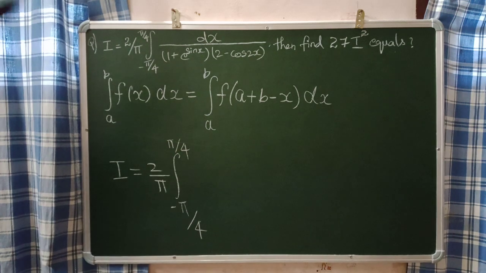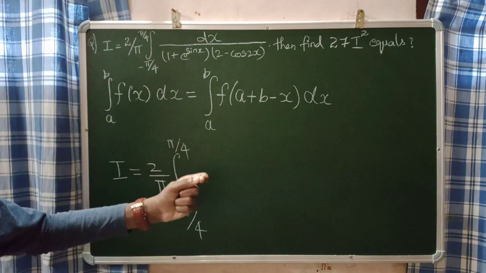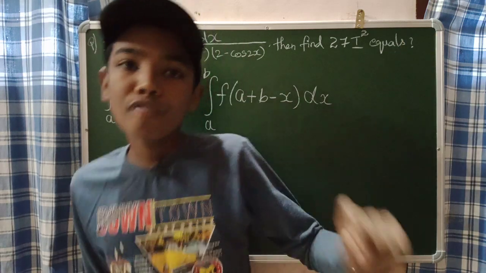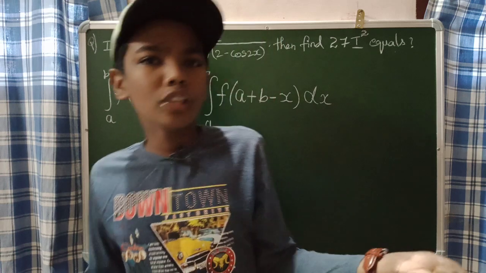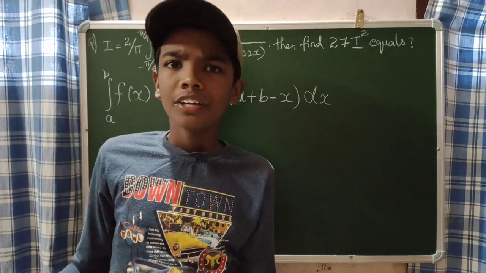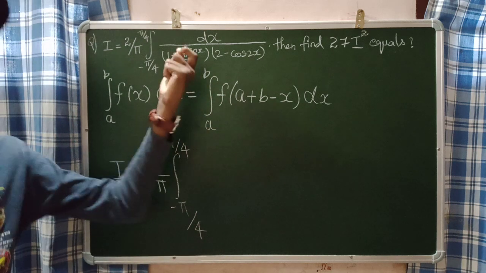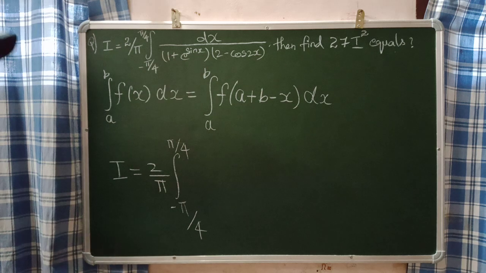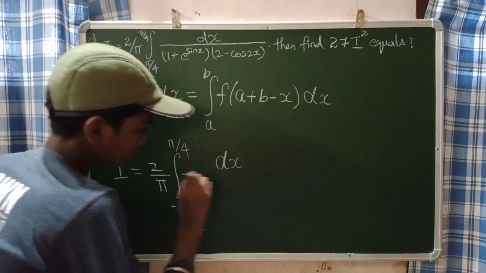Now the inside value will be f of (a plus b minus x). That is f of (minus pi by 4 plus pi by 4 minus x), which is f of (0 minus x), which is nothing but f of minus x. If you want to get the value of f of minus x, just put x as minus x in this integral. That is what I am going to do.